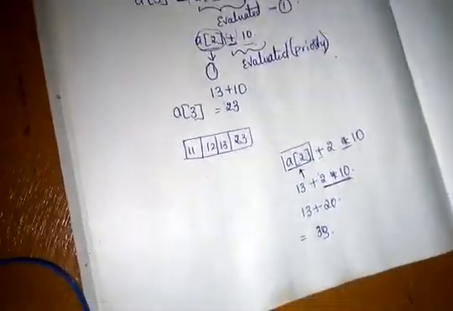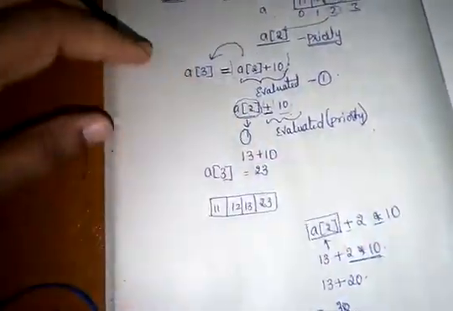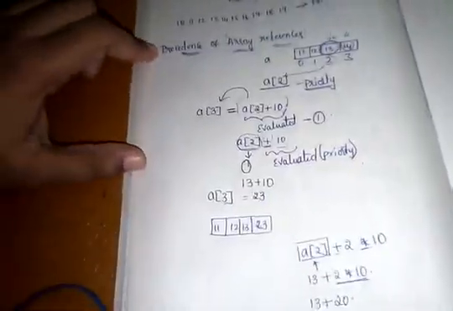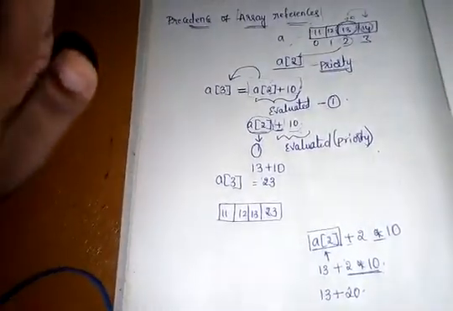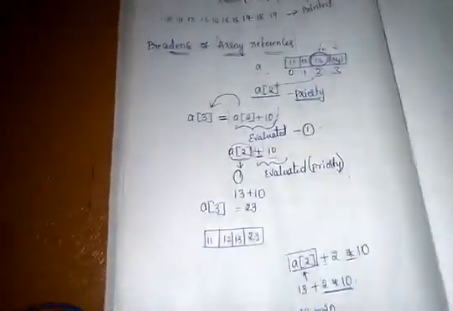So likewise, if you calculate the precedence in each and every expression, array element will have the highest priority, the highest precedence, or you can say that the precedence of an array will be 1, highest priority.